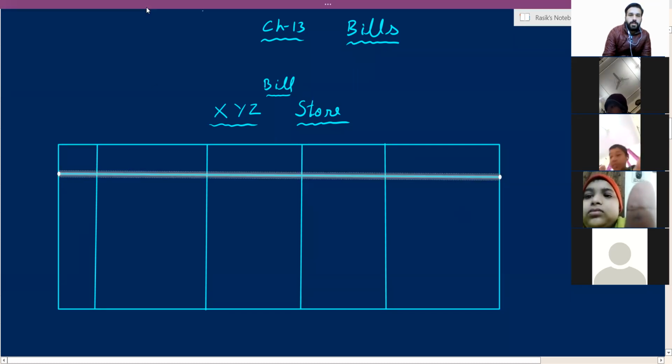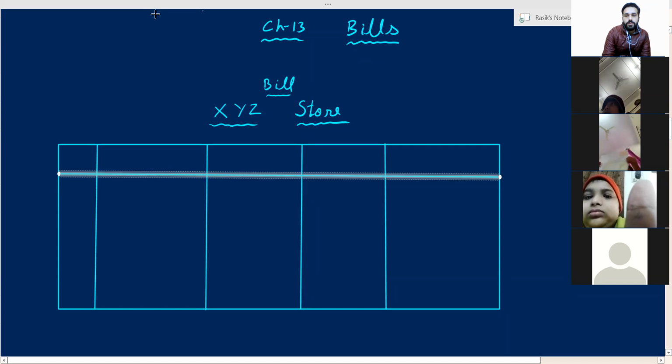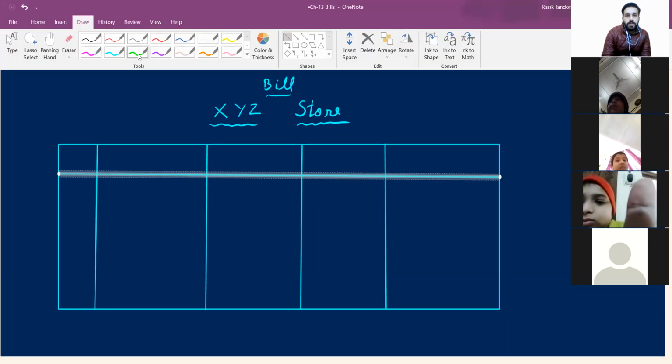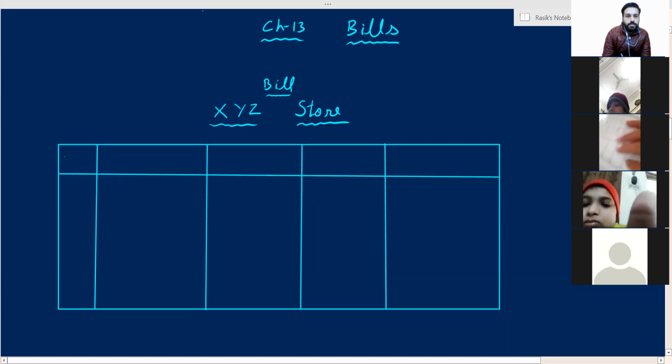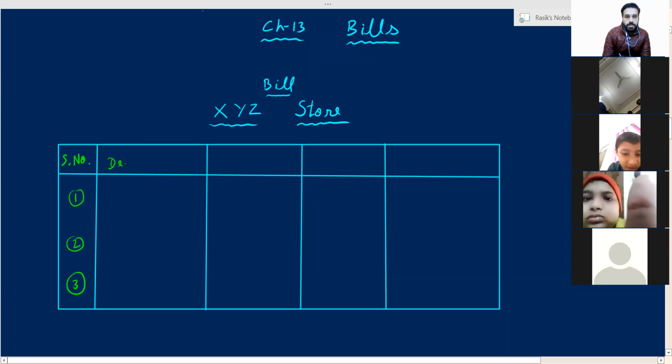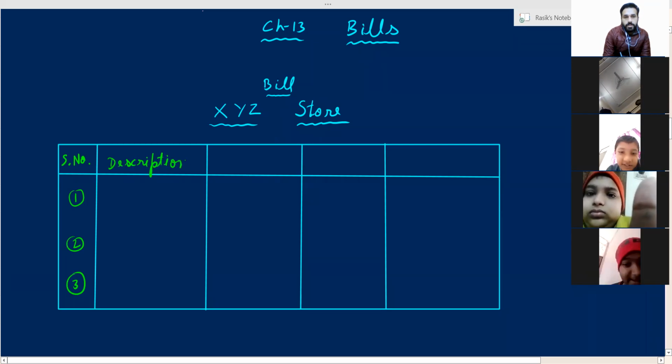So here, I will make a bill for you. You bought 3 items from my store. I am writing all the 3 items. This is S number, which means serial number. So item number 1, item number 2, item number 3. So 3 items you purchased. Description: item number 1 is a pen.